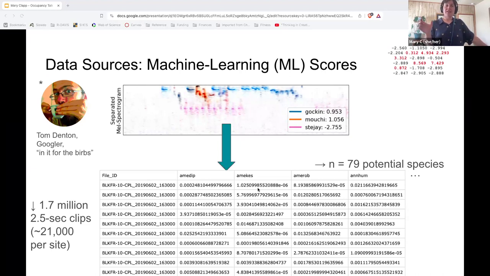how well the signal within that 2.5 second window matches the templates that the machine learning model has learned from other independent sources of these bird vocalizations. And so for every 2.5 second clip, you have a score for every single species in the model. As you can imagine, that's a lot of data. And how to incorporate those data into a model that also contains the point count data has been, and continues to be, a huge challenge and very difficult.